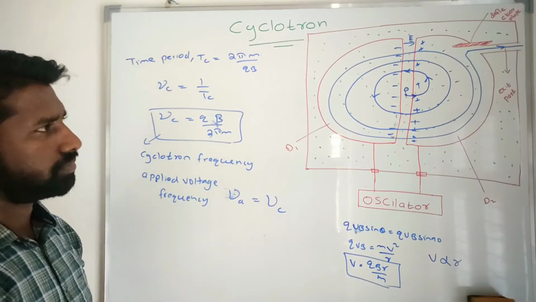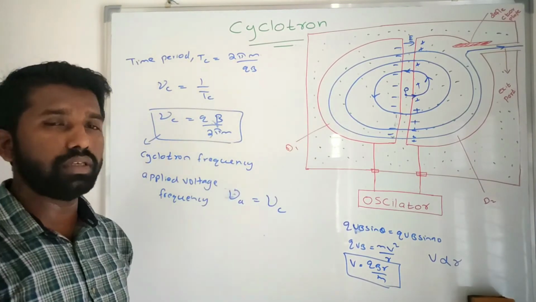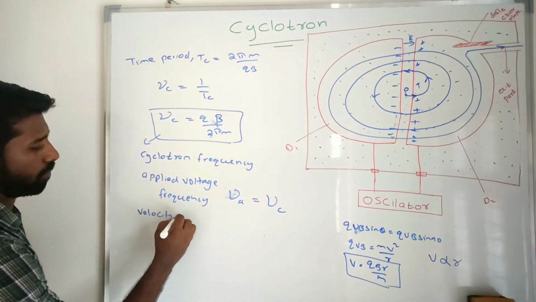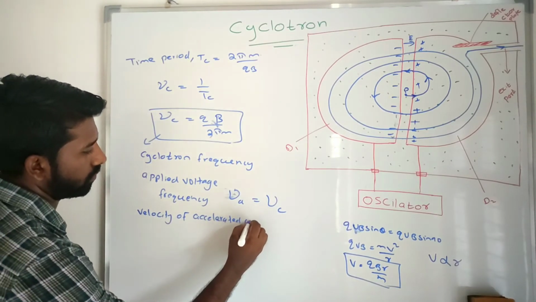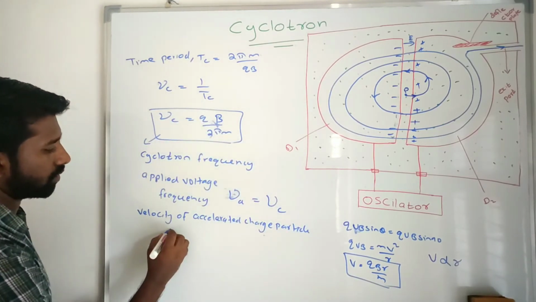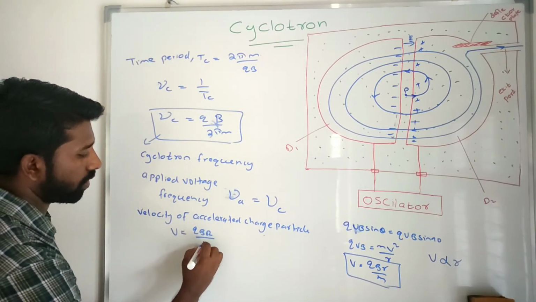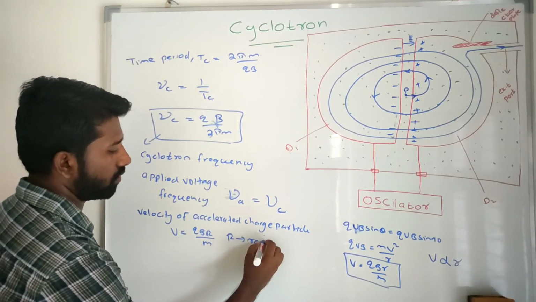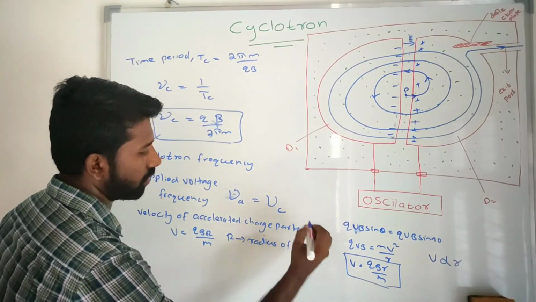Okay. Then, what is the velocity of the charged particle coming out from the exit port? We have to see. The velocity of the charged particle is V equal to qBR divided by m. What is R? Capital R is the radius of the D's. Okay, clear?